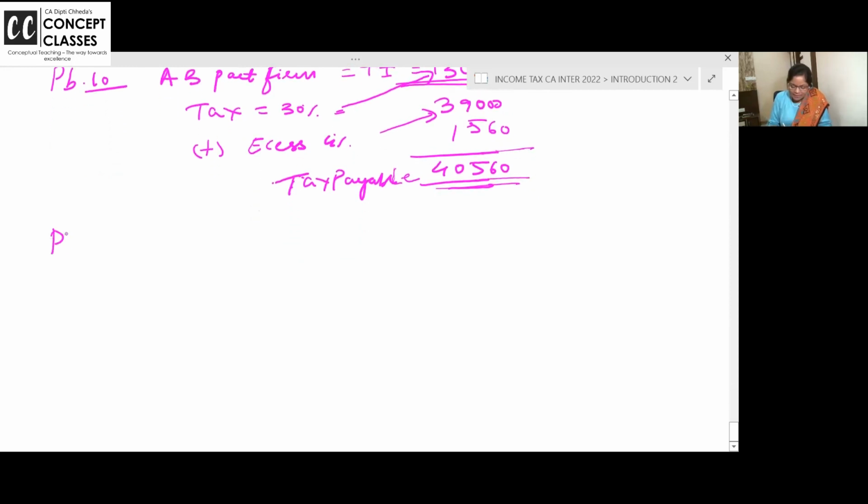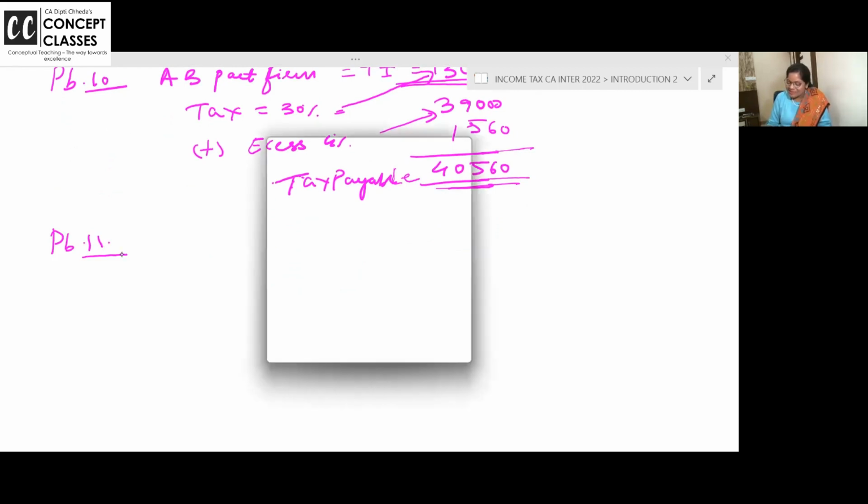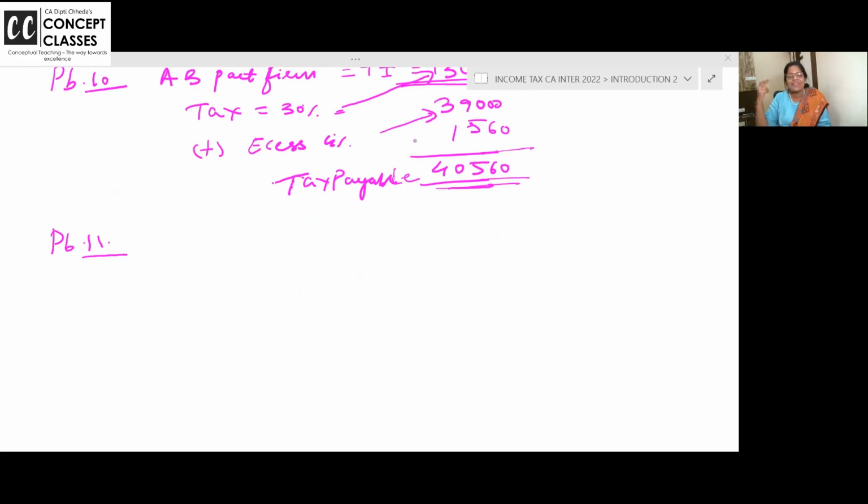पहले problem 11 कर. Problem 11, they are asking you to calculate the income of the partnership firm. हाँ, आप लोग सोच रहे होंगे मैम क्यों stop हो गए बीच में? I was thinking of giving you some different problem on my own, but I'll give that later.